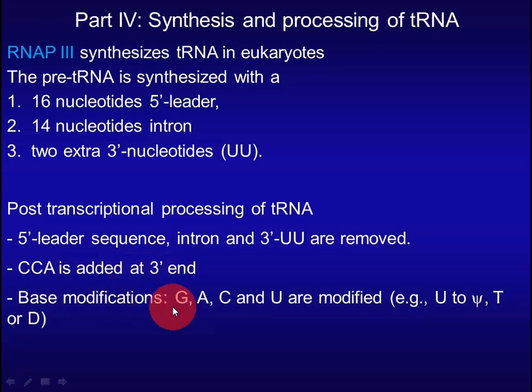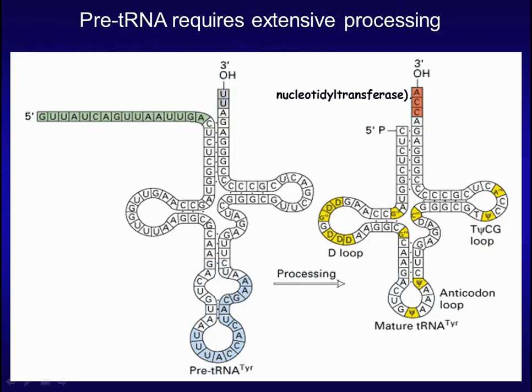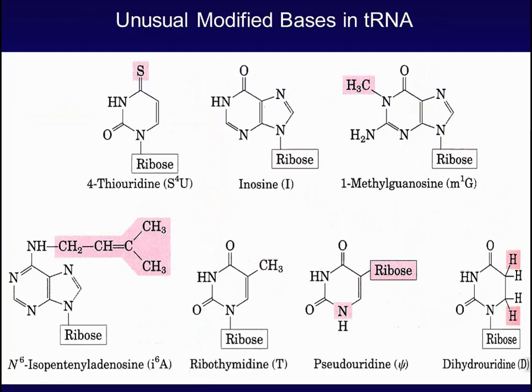In some positions, G, A, C, U are modified. For example, uridine is converted to pseudouridine, ribothymidine, and dihydrouridine in some positions. These slides recapitulate modification on tRNA. Removal of the 5' leader sequence, introns, and 3' extra nucleotides, addition of CCA at the 3' ends, and base modifications. Here are some unusual bases seen in tRNA. Most occur on uridine, such as ribothymidine, pseudouridine, and dihydrouridine.